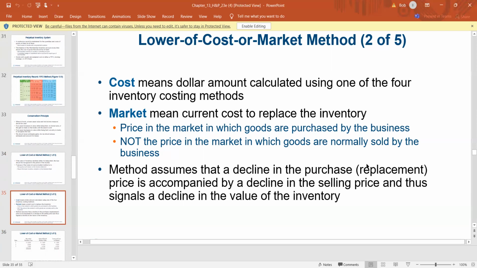Okay, cost means what you paid for it. The market means the current cost to replace the inventory. In other words, what is this garment selling for today? The method assumes that a decline in the purchase price is accompanied by a decline in the selling price, and thus signals a decline in the value of the inventory. You're probably going to have to reduce your prices if the market has gone down.